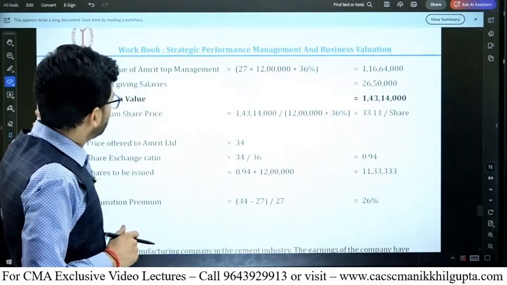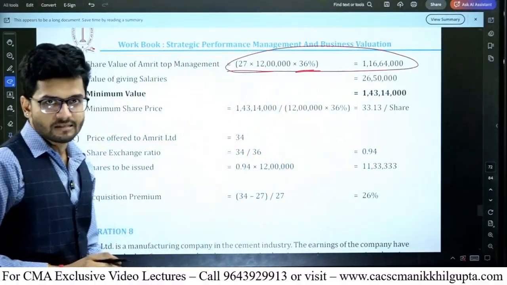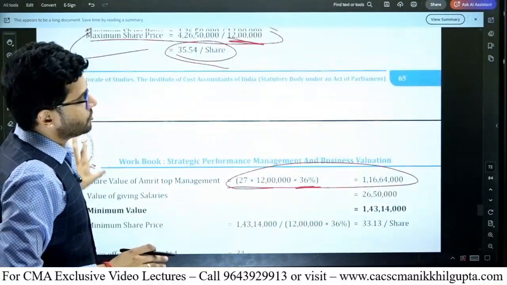The minimum value that ACL is going to charge is its own share value, 36%, which is the controlling interest, right? Plus the synergy of salaries only.